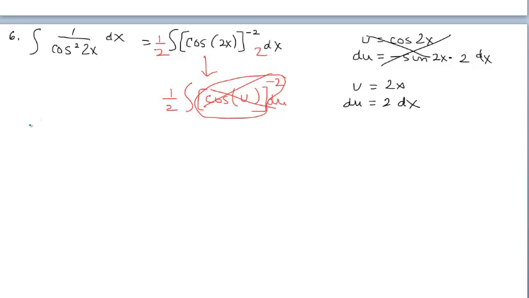Well, think about rewriting this using some trig properties we learned in the past. We know that 1 over cosine x is equal to secant x. So 1 over cosine squared x must equal secant squared x. So what I could do is take this integrand and rewrite it, using reciprocal properties, as secant squared of 2x dx.